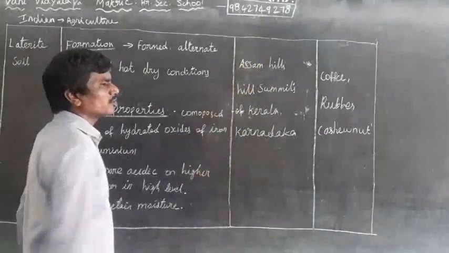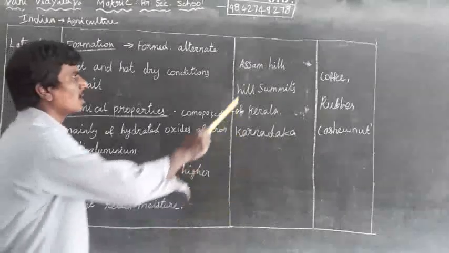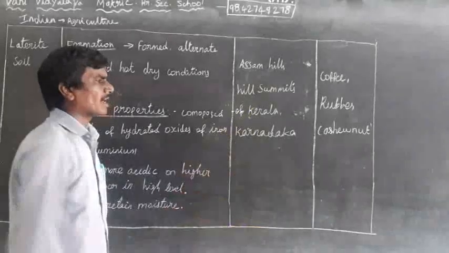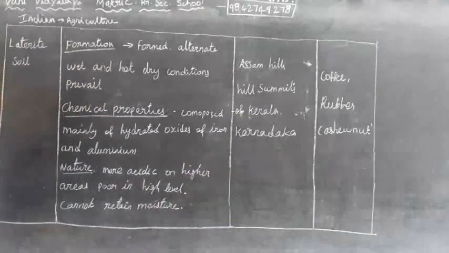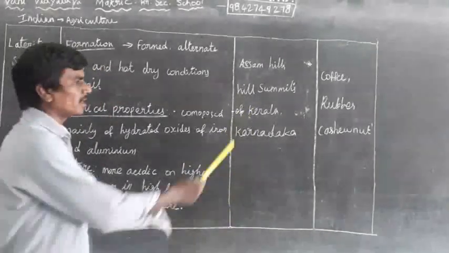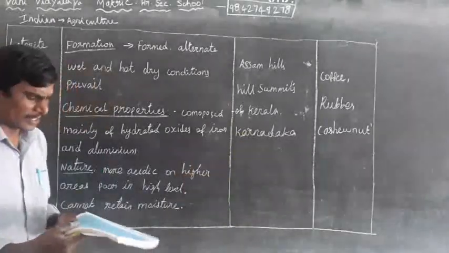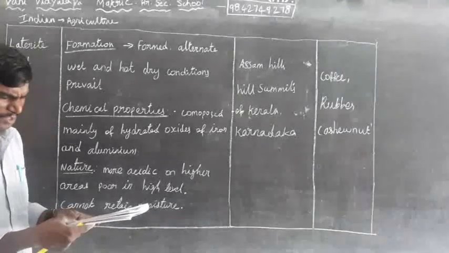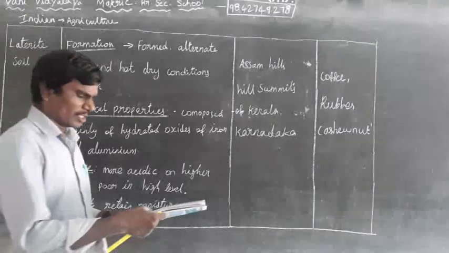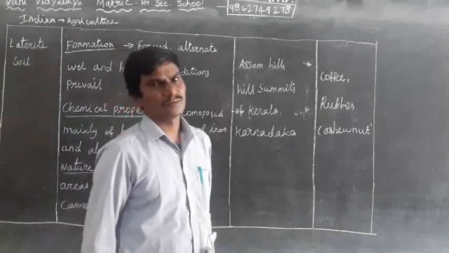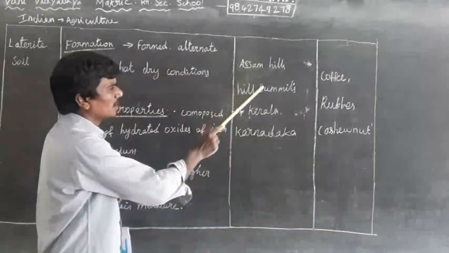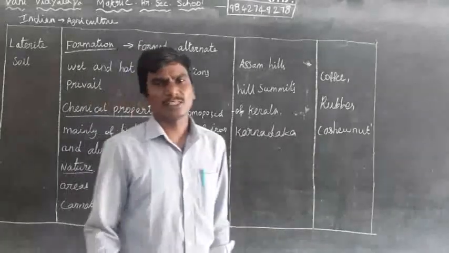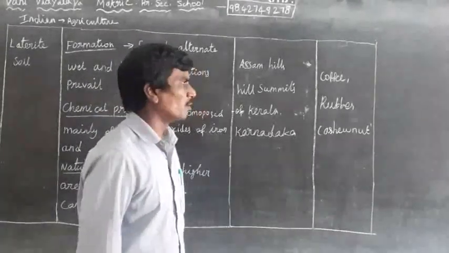The distribution of laterite soils: they are found in the Assam hills, the hill segments of Kerala and Karnataka, the eastern part of the Eastern Ghats, and the regions of Odisha.